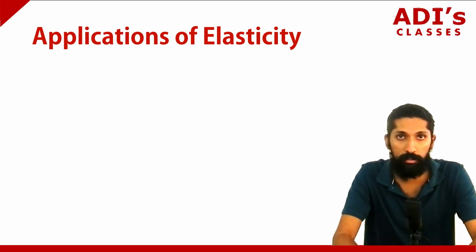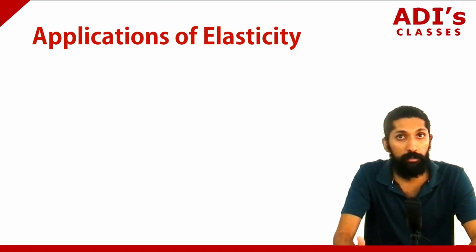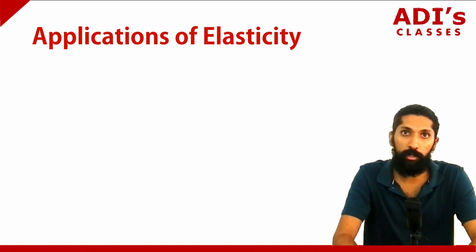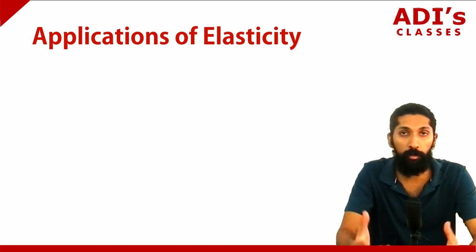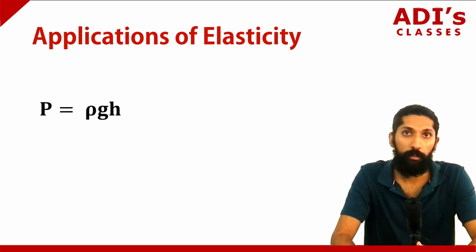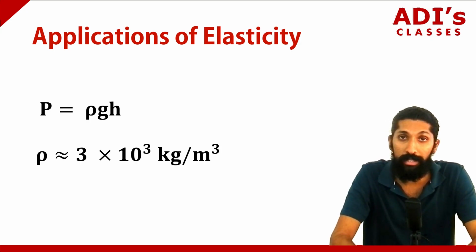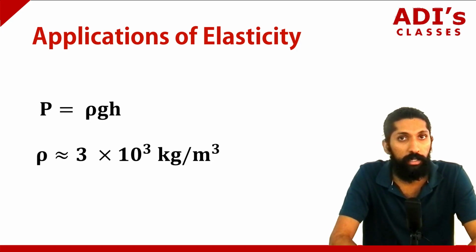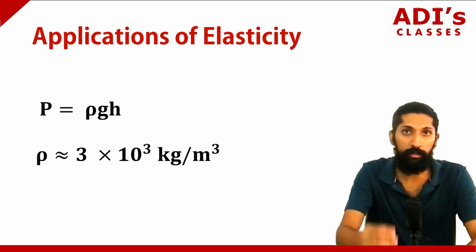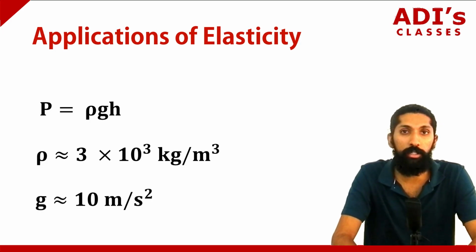Let's talk about Earth itself. Imagine you have a mountain. At the base of the mountain, you have a lot of pressure, correct? You have tremendous pressure, the entire weight of the mountain. What is the pressure formula? P is equal to rho g h, isn't it? Now, approximately the density is going to be 3 into 10 to the power of 3 kg per meter cube for the rock. This is the density, mind you. And g, you can take as 10 meter per second square.